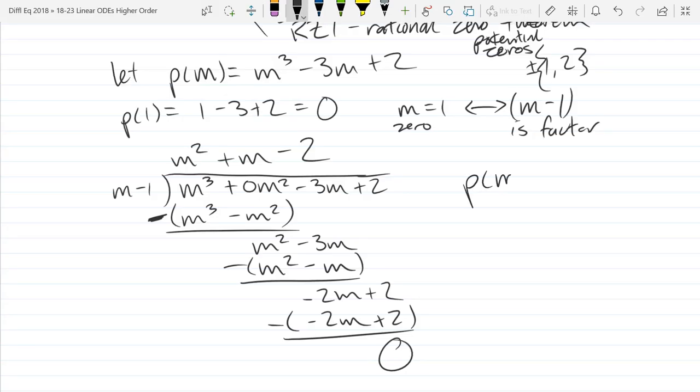So I'll write the P of m factored right here. We just said it was m minus 1 times m squared plus m minus 2.